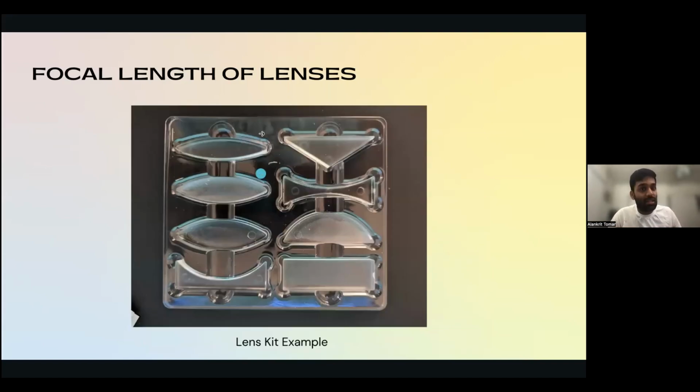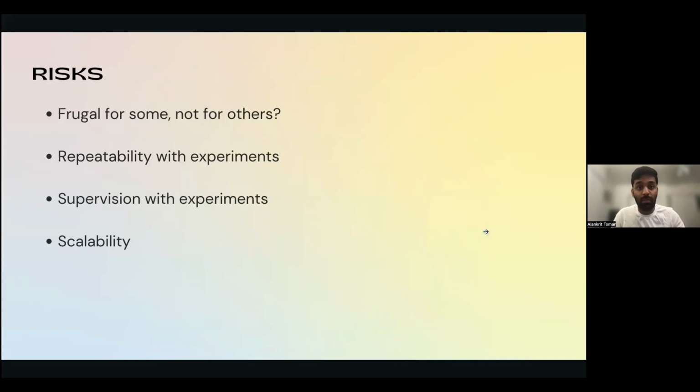So something like this. This is just a box of lenses of different shapes, concave lenses, convex lenses, and these can be used in the experiment. We do not have a lot of time, but I'll dive into the risks.